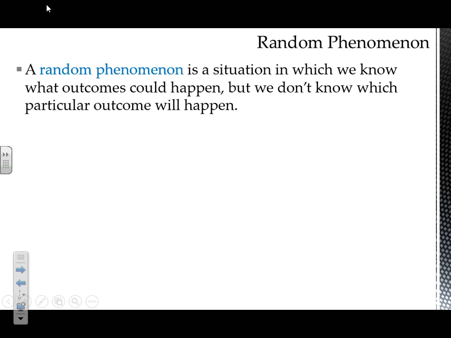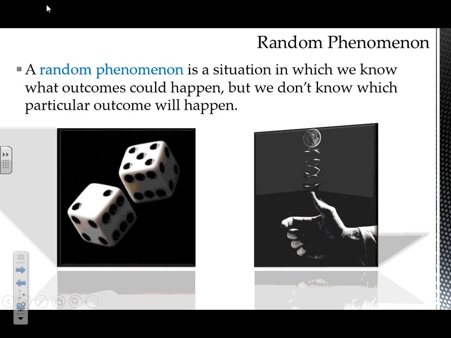Okay, so anything that we know what can happen, but we don't know what's going to happen, that's a random phenomenon. So the two examples I usually talk about, you guys already talked about. Flipping a coin, rolling dice. When you roll a die, you know it can be anything from 1 to 6, but you don't know what it's going to be every time you roll it. So that's what we talk about when we mean random.